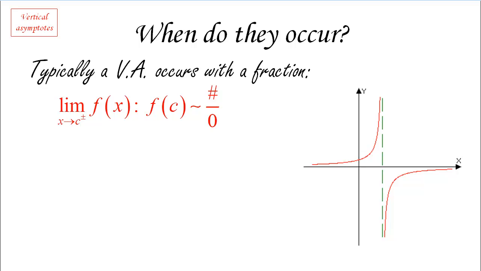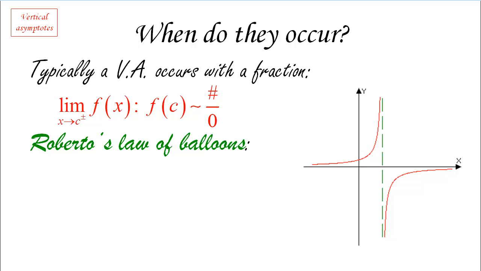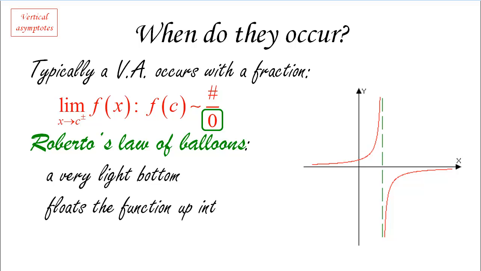One way to try and remember this situation is what I call my law of balloons. What do I mean by that? Well, we're dealing with a situation where we have a very light bottom. Okay, so we are dealing with a fraction. The bottom is very, very light. It's very, very small. And so you can think of that small light denominator as making the whole function float up into the sky. So you can think of this as a balloon that keeps going up and up and up and up, pushed by that denominator, which is becoming smaller and smaller and smaller.